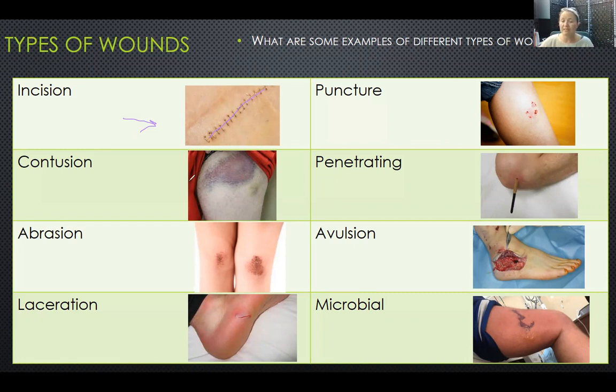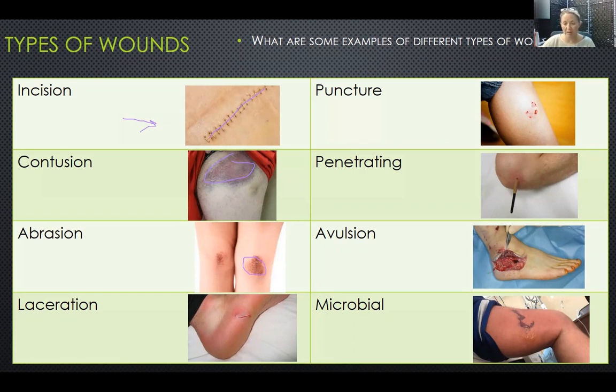Contusion, skin is intact with a soft tissue injury due to a blunt instrument. So basically, we're talking about a big bruise here. Abrasion, an abrasion is going to be a superficial wound where the top layers of skin are torn away. So things like skinned knees, things like that, is an abrasion.